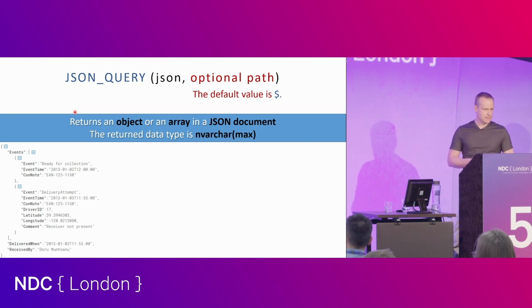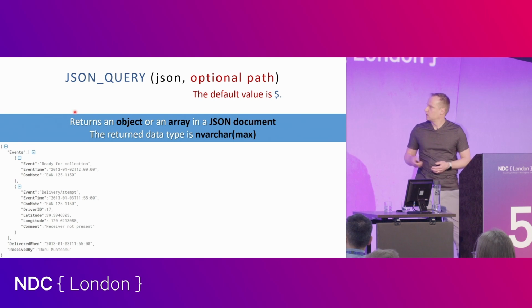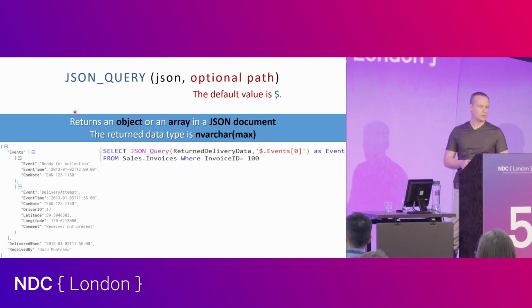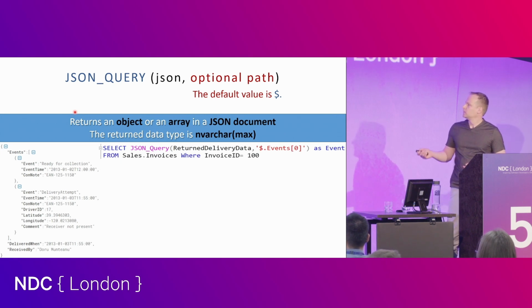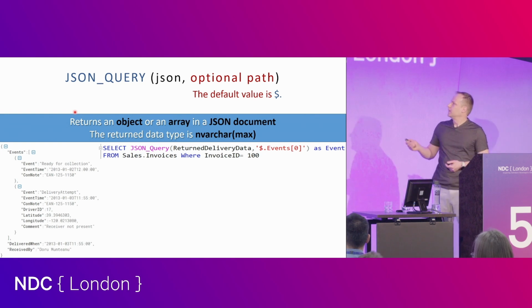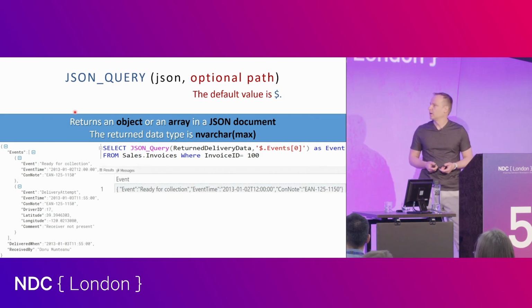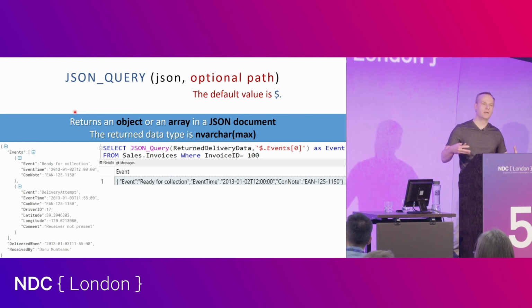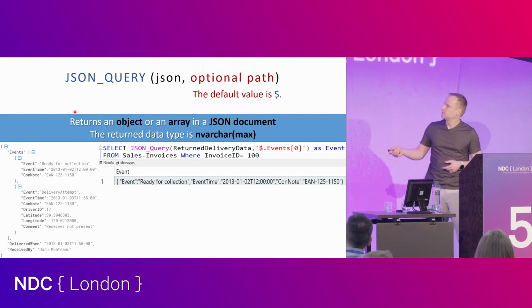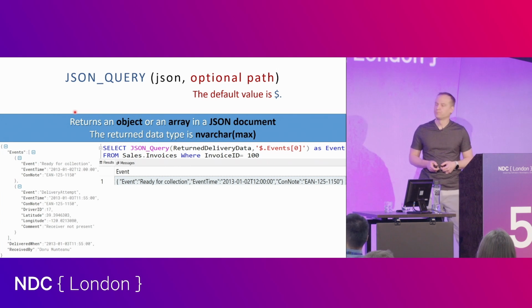So let's see this in action. On the left side, you see our document. It's a sample JSON document, and we are going to run JSON_QUERY. As you can see, I'm just passing the return delivery data, which is the name of my column, and this is the path that I want to get: events[0], which should give me the first one here. I'm just calling it event. When I run that, you're going to see that it returns the JSON document. It returns that object here for me.